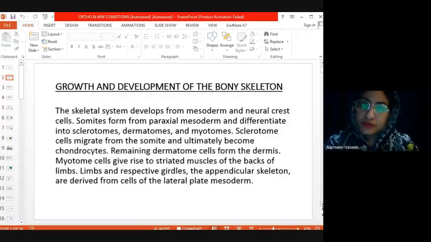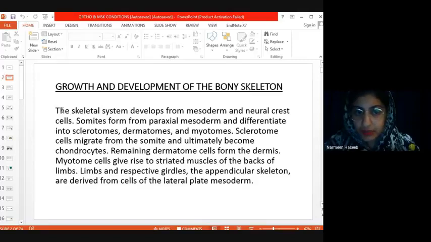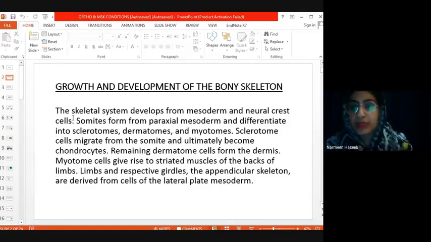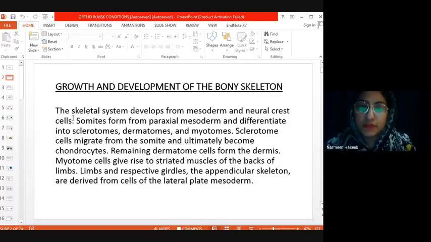For that purpose, first of all, we need to know about the growth and development of the bony skeleton. The skeletal system develops from the mesodermal and the neural crest cells. You are well aware what the mesoderm and neural crest cells are. Neural crest cells are basically the cells which arise from the ectoderm layer. So the skeletal system develops from the mesoderm layer and the ectodermal layer.